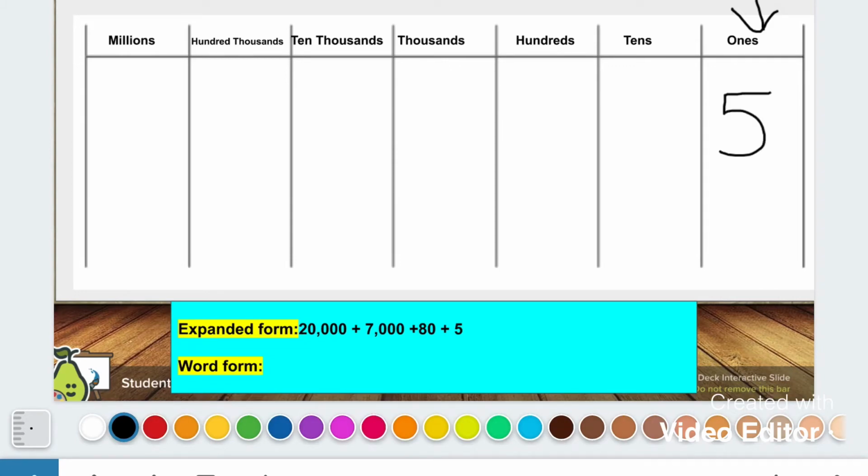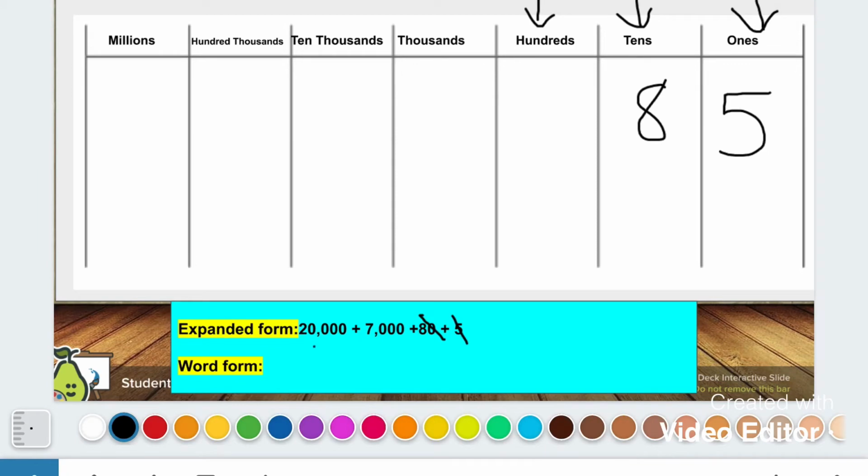That's right, it's 5. What about the tens place? What digit represents the tens place? That's right, 80. Now, you guys, I don't need to add the extra zeros because I know that 8 tens is the same thing as saying 80. So we're just going to write 8 in the tens place.